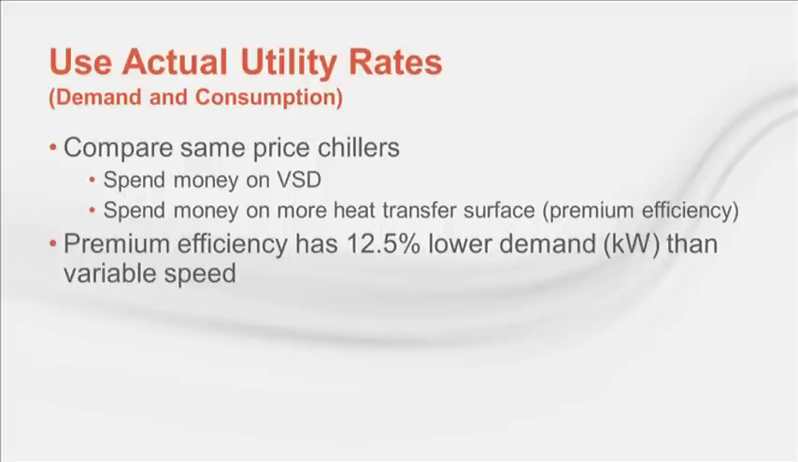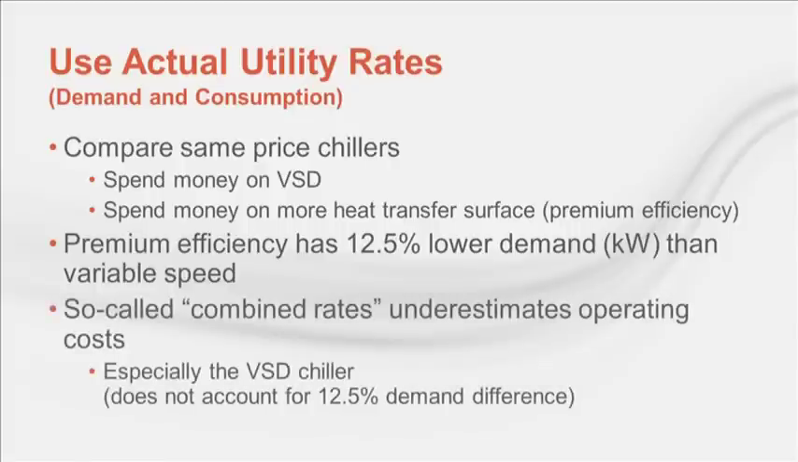A problem occurs if the demand and consumption charges are lumped into a combined utility rate. When this is done, the estimated utility cost of the variable speed drive chiller will be significantly lower than the actual operating cost. That's because the 12.5% additional demand charge is not accounted for. So use the actual utility rates and keep demand and consumption charges separate.